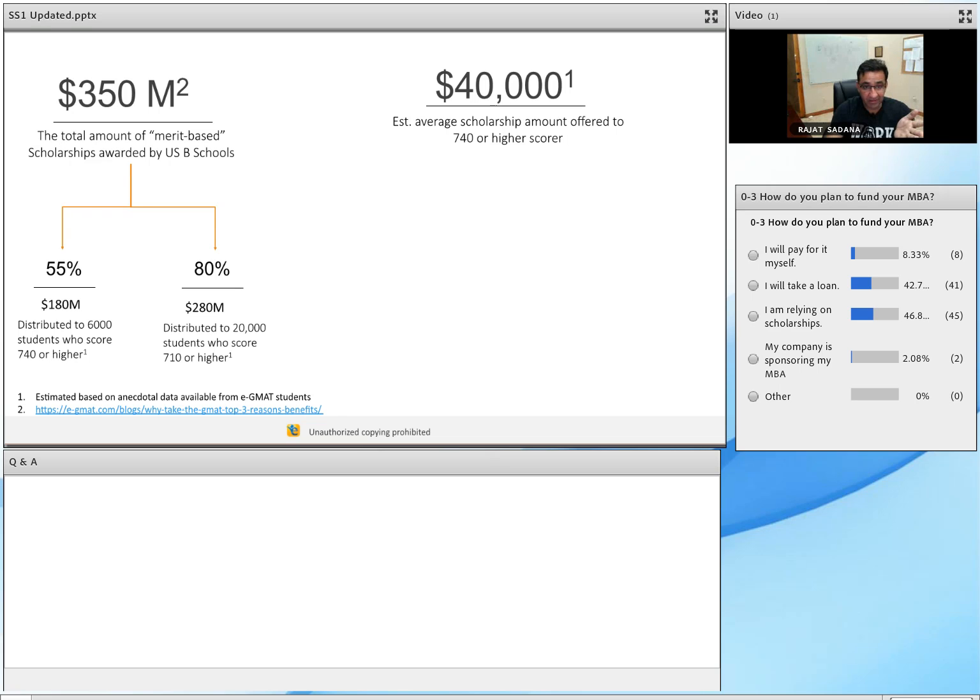So what does this mean? If you get to a score of 740 or higher, the estimated average scholarship amount that you're likely to receive is about $40,000. And then what are the factors that decide scholarship? There are 2 factors. One is your GMAT score. The second is how much they like you during that interview, which, by the way, you get to if you have a good GMAT score.